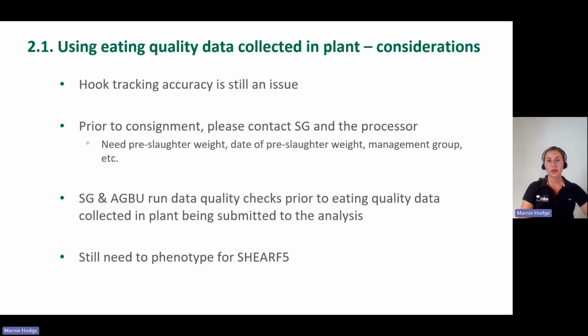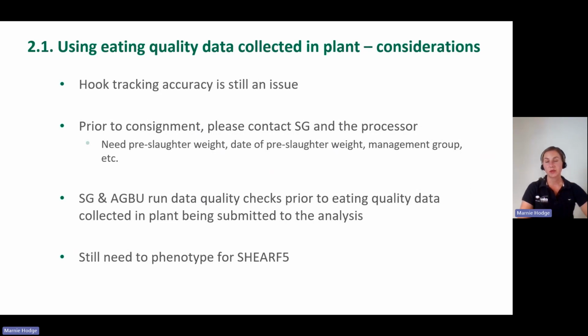So prior to consignment, please contact Sheep Genetics as well as the processor, and inform the processor that you are consigning animals for kill and that kill data is going to be used in the genetic evaluation, so we can keep a closer eye on hook tracking. We also need a pre-slaughter weight as well as the date of measurement of that weight in the management group, just like any other on-farm phenotypes.